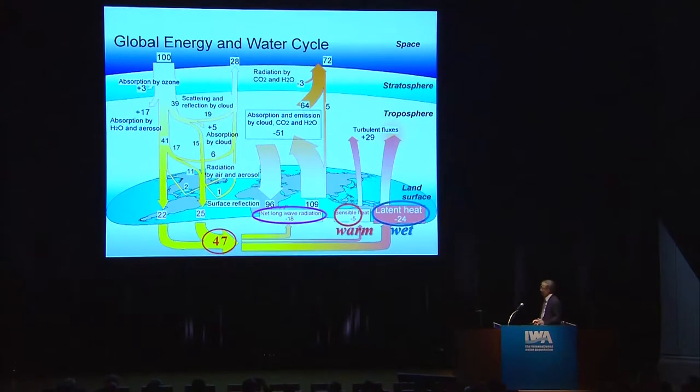And the energy is used for evaporating the water, liquid water, to the gas phase, that is water vapor. So this is so-called latent heat. That's why nearby the surface, warm air mass and wet air mass is generated.